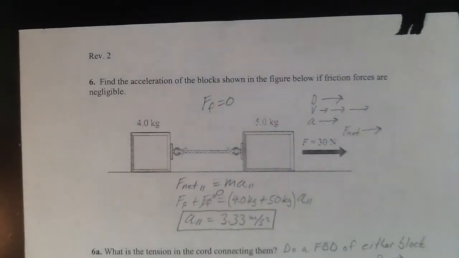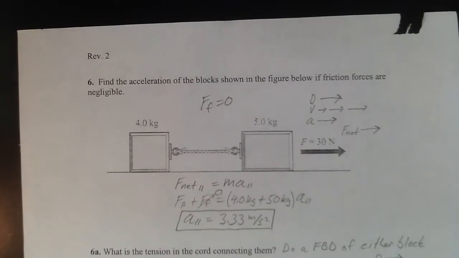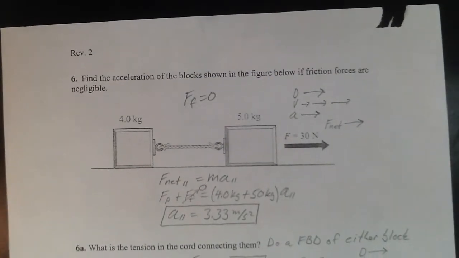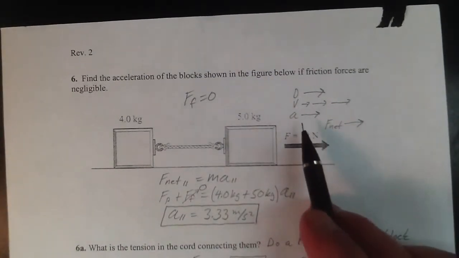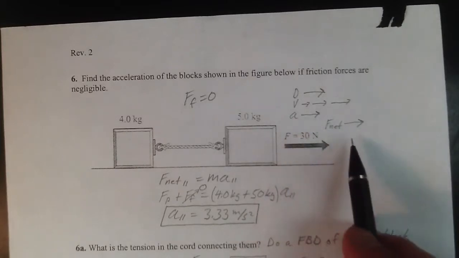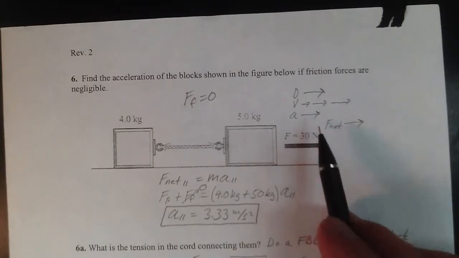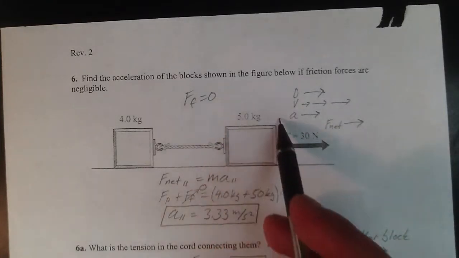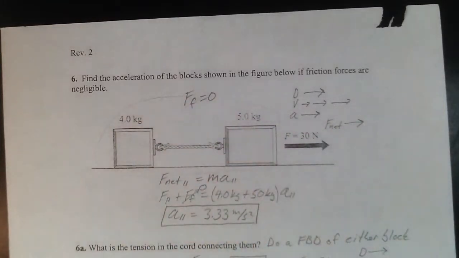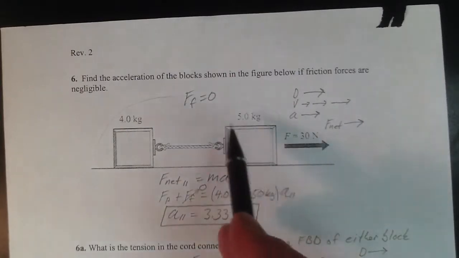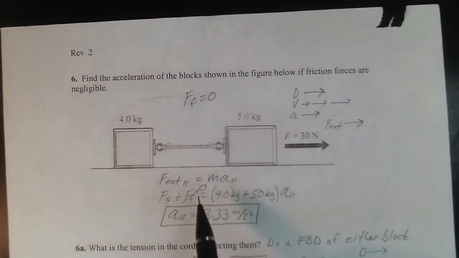Okay, let's finish up the practice problems for the Chapter 6 test. You had this on your worksheet. If I have an F-net in this direction, I must have an acceleration in this direction. So what I'm considering is, let's look at this system as a whole. And what's acting on this entire system?